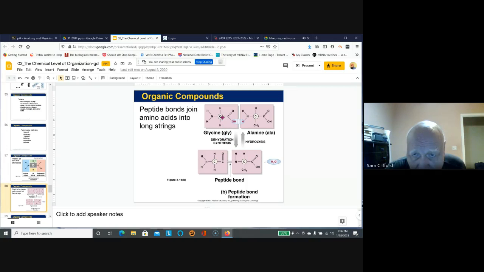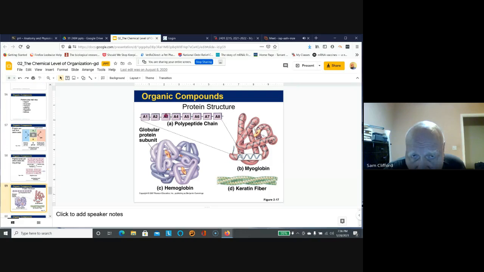Okay, if you put 2 amino acids together by removing water, that's also dehydration synthesis. When you remove water and form a new bond, you form a peptide bond between 2 amino acids. If you put many amino acids together in a certain order, you have different shaped proteins which have different functions. Hemoglobin carries oxygen, myoglobin carries oxygen in the muscles, and keratin is a fiber reinforcing your skin.